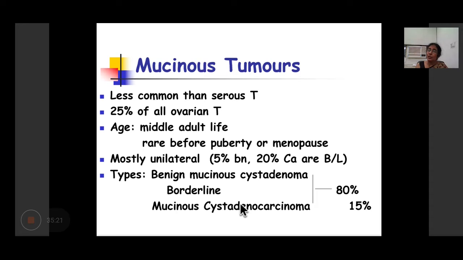So most of them are unilateral tumors, and similar to the serous tumors, they are benign mucinous cystadenoma, borderline tumors when there is no invasion, though there is anaplasia, and mucinous cystadenocarcinomas are forming only 15% of all mucinous tumors. So amongst the mucinous tumors, thank God we have majority being benign and borderline varieties, which have a very good prognosis.